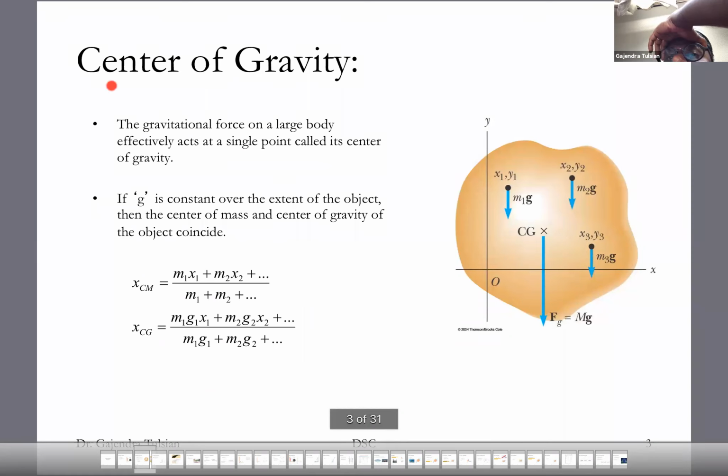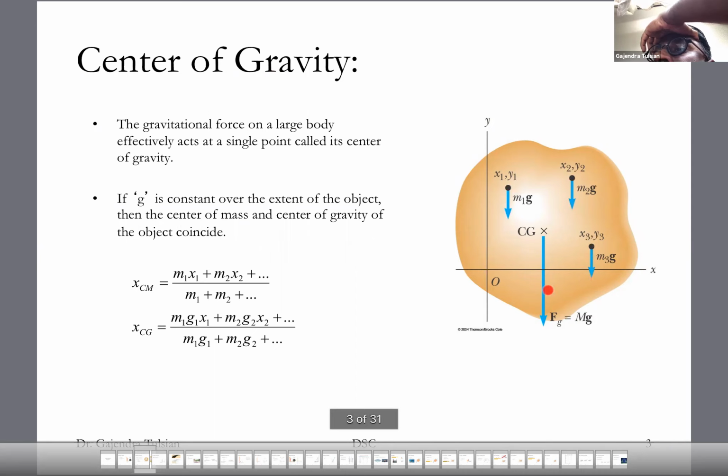Okay, so let's define the center of gravity of an object. So let's say here's a large object. Imagine you break up the large object into little pieces. The force of gravity on this piece is there. The force of gravity is in that direction, and all these forces are toward the center of the earth. The force on this is there.